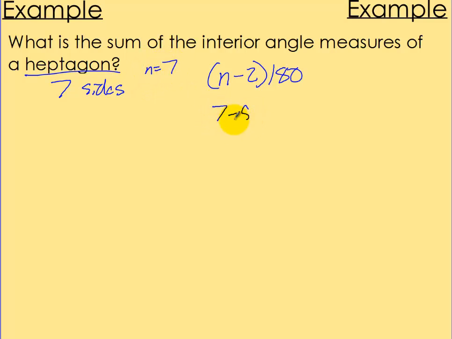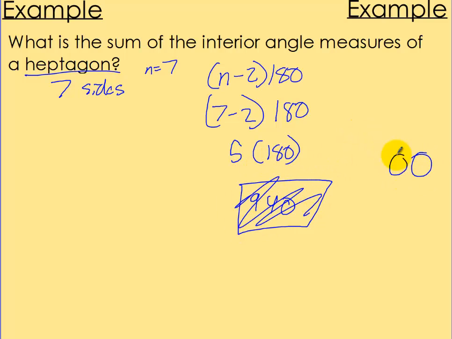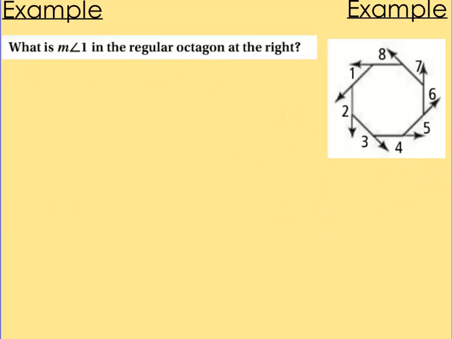So it would be 7 minus 2 times 180, which is 5 times 180. 5 times 0 is 0, 5 times 8 is 40, carry the 4... 940? Sure, 940. Yep, I'm going to go with that one. Wait a minute. Nope, that's not right. That's going to be a 0, carry forward. It's going to be just 900. Straight up 900. Yay.